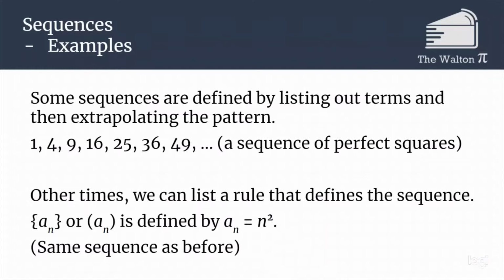But we might define it as a sub n is equal to n squared. So that says the nth term in the sequence is just going to be n squared. And this is the same sequence as before. The first term, that's 1 squared, which is 1. Second term is 2 squared, which is 4. Then 3 squared is 9, 4 squared is 16, and so on. And so both of these are two different ways to define the same sequence.